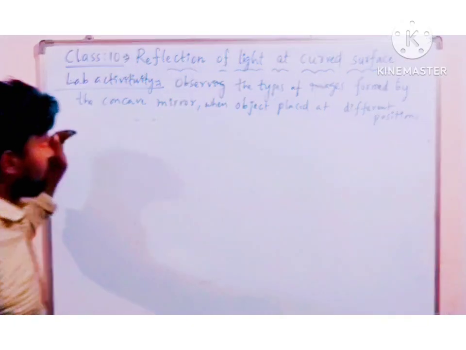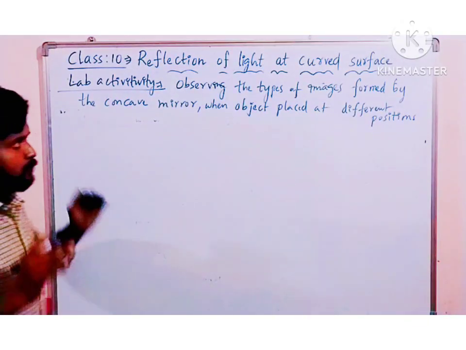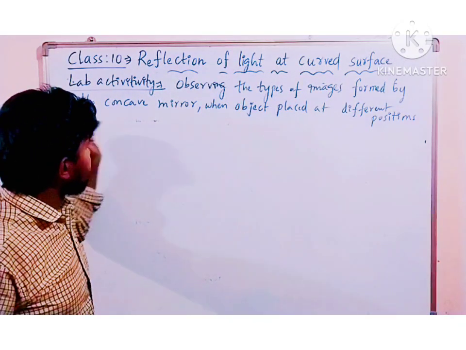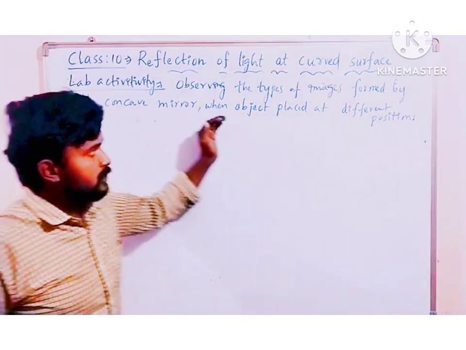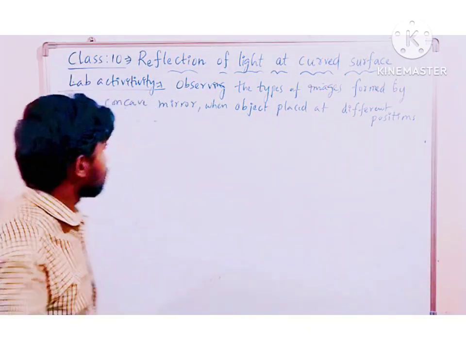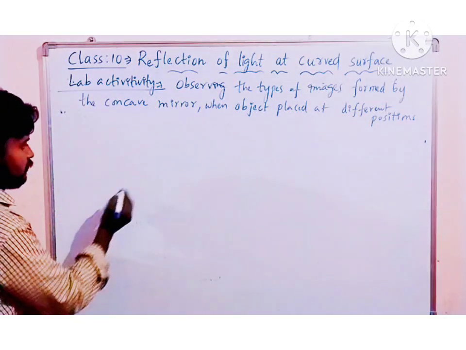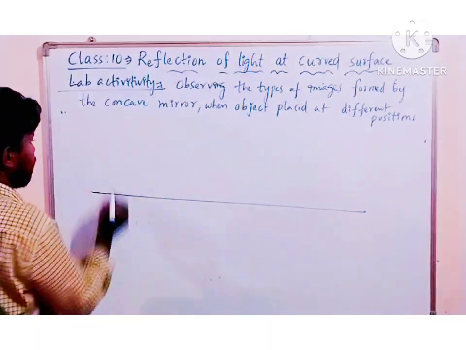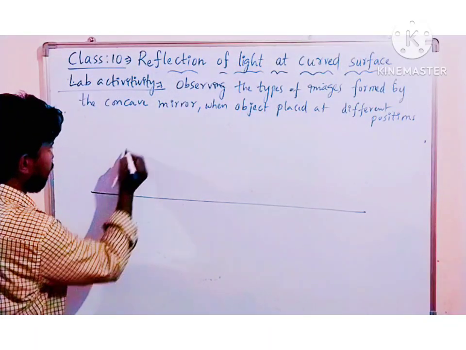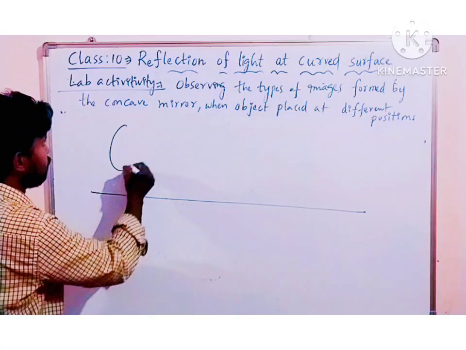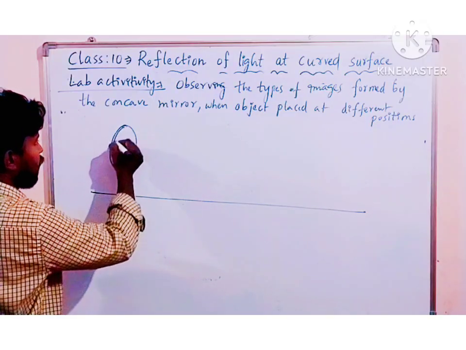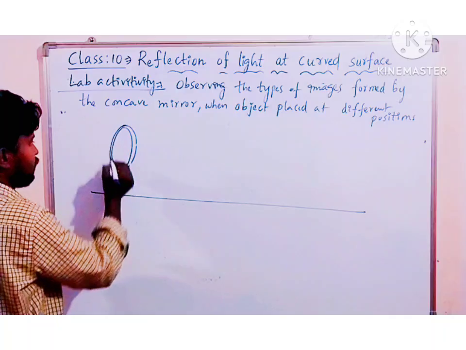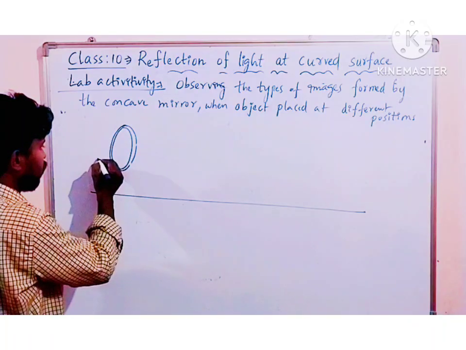This is a lab activity: observing the types of images formed by the concave mirror when the object is placed at different positions. So what are the materials required? To understand this experiment, first we have to write the materials required. The first thing is a concave mirror of known focal length.